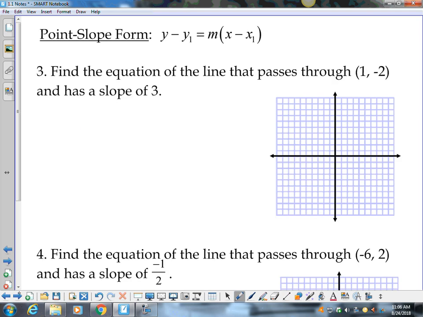Okay, point slope form. This is probably a new formula for you guys. It's so much easier. You're still going to end up with y equals mx plus b, but this is so much easier to get there.